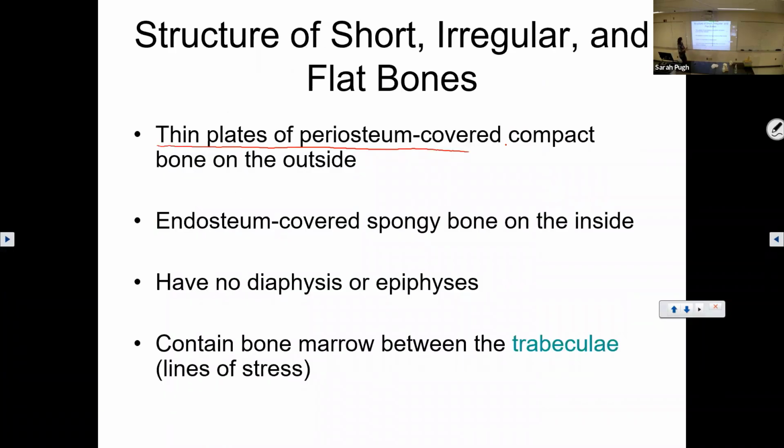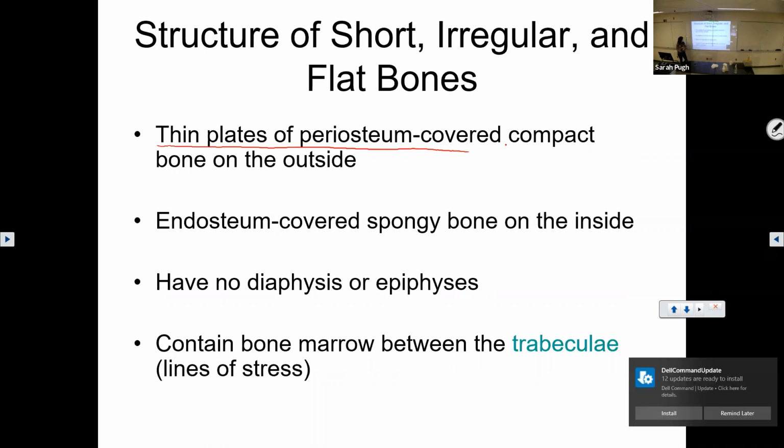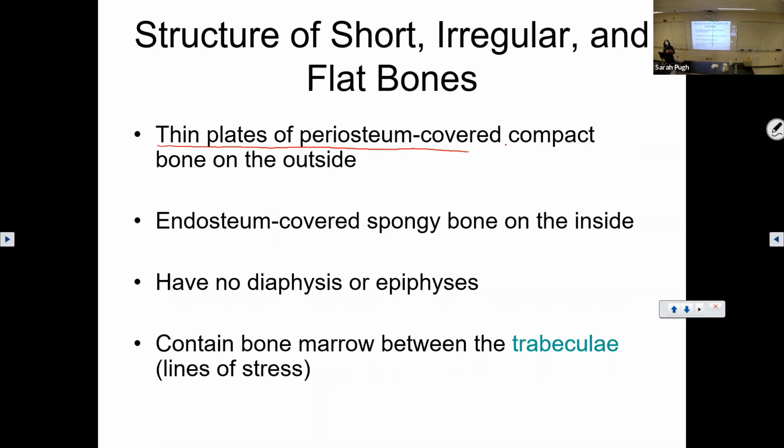Now the spongy bone, remember, is still going to be covered with that endosteum. There's obviously no epiphyses, no diaphysis. And there is going to be bone marrow within the spongy bone. Where we find bone marrow in our spongy bone is in the holes. And the holes in your spongy bone are separated by something called trabeculae. I'm going to star this because students always forget this.